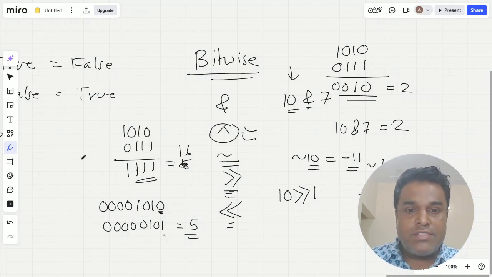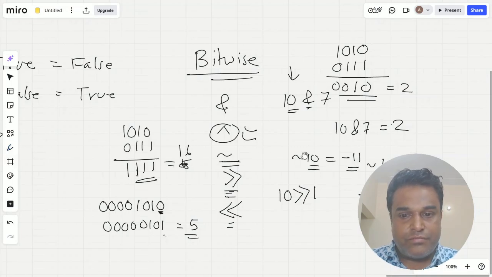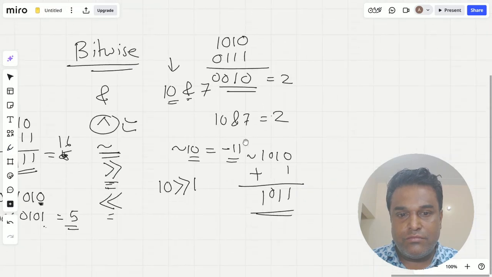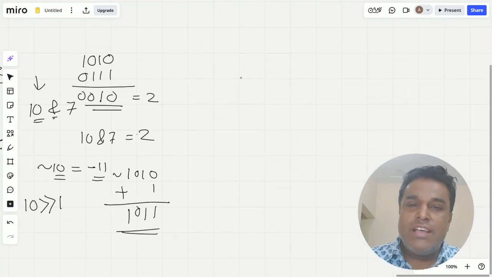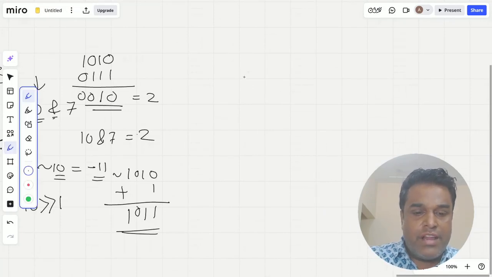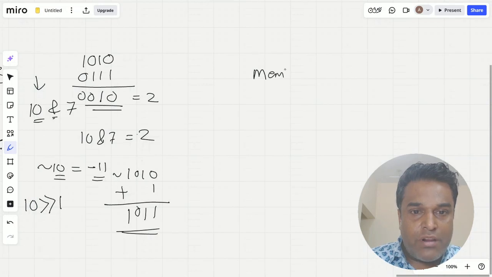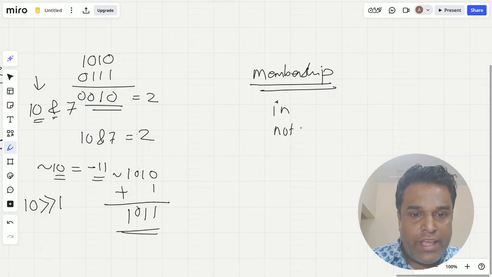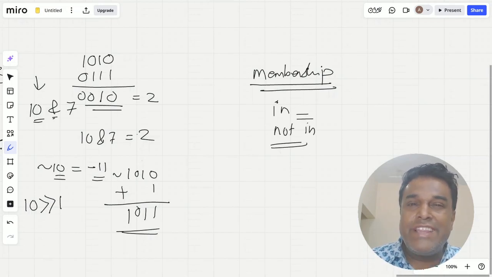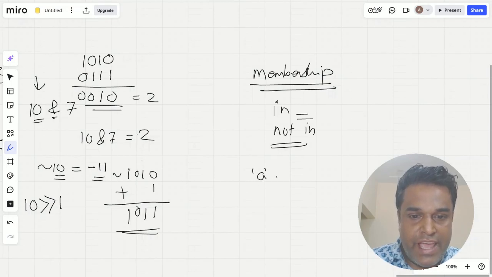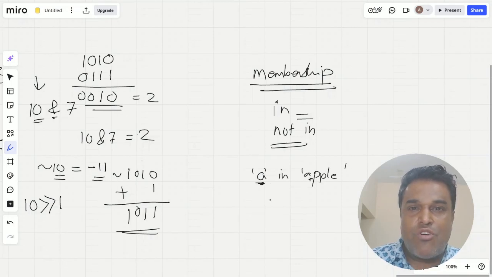Now, the second last that we have is the membership operator. The membership operators are in and not in. These are for checking the existence of a value. So if I simply say 'a' in 'apple', it will check whether that character is present in this sequence or not. It works with sequences like lists and strings.